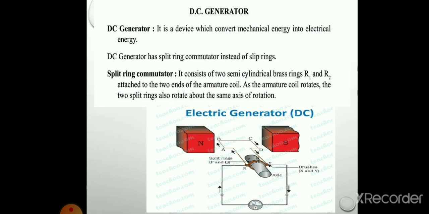So here the brushes are fixed. The brushes X and Y are not going to move, only the ring is going to rotate. Externally it is connected to a galvanometer. Split ring commutator means it is half rings which are attached.